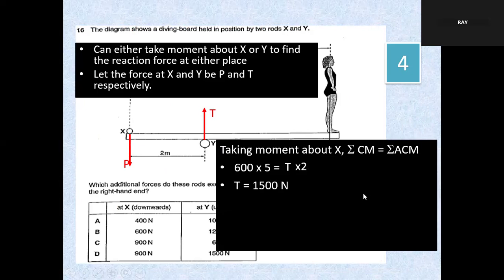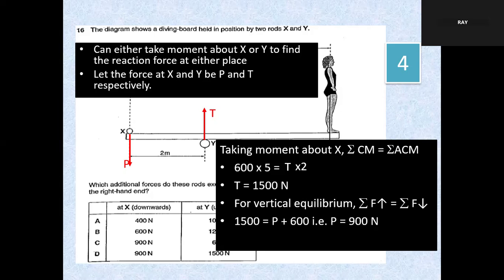So T is what? 1500 Newton. And for equilibrium, forces upward equal forces downwards. So the sum of forces upward equals the sum of forces downwards. T is upwards. Downwards is P and 600 from the lady. So P is 900. The answer is D.